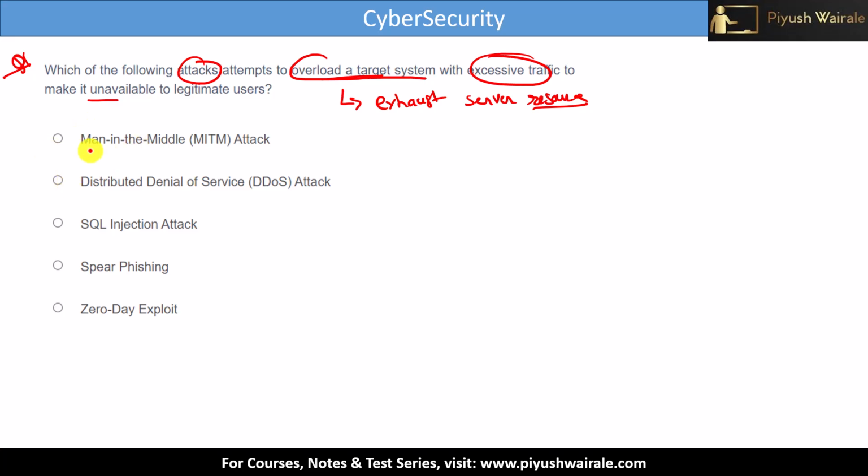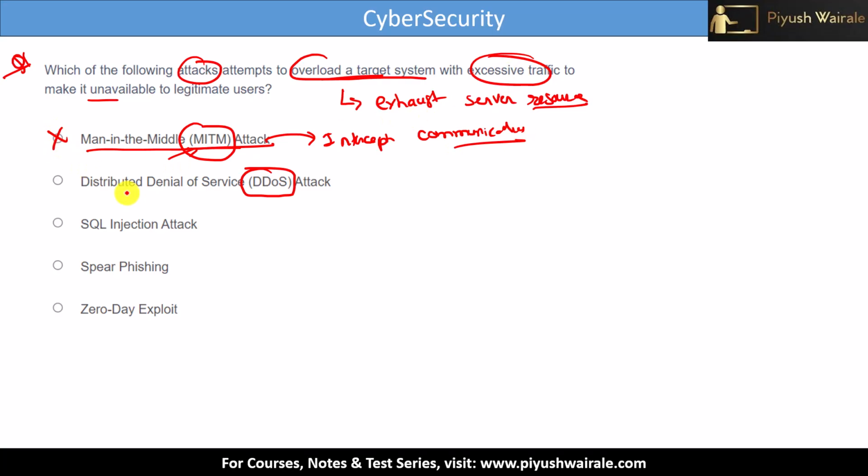The first option is man in the middle attack, MITM. You can expect a question based on the full form of MITM also, so please remember what MITM is. It is man in the middle attack. Similarly, in option 2 you have to remember the full form of DDoS. But let's look at the first option. What does man in the middle mean? This attack happens when attackers intercept the communication, not the heavy traffic. So option A is not correct.